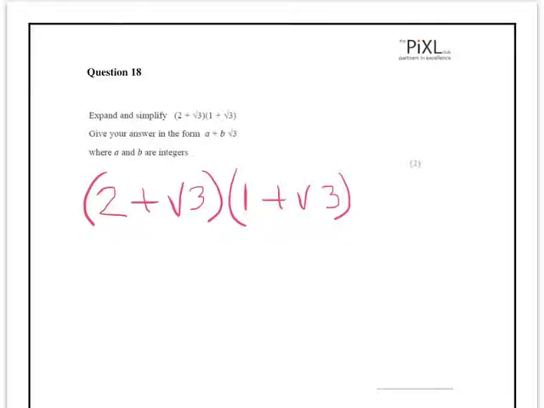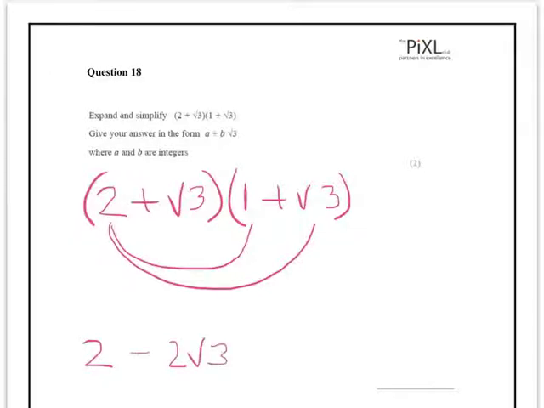We're going to multiply out each term. There's the first multiplication. So 2 times 1 is 2. I'm going to do 2 times root 3, which is 2 root 3, and that's a positive 2 root 3, so we put a plus. Then we have root 3 times 1, which is root 3, again it's positive. I'm going to have root 3 times root 3. Well, when you have a root times a root, that becomes root 3 squared, and the square and a root cancel out, making it just 3.